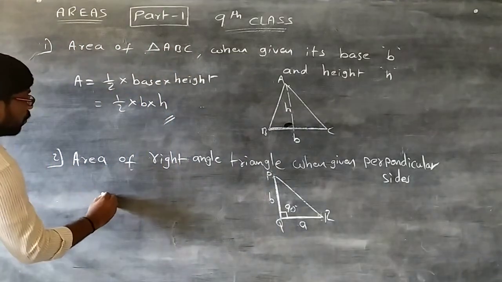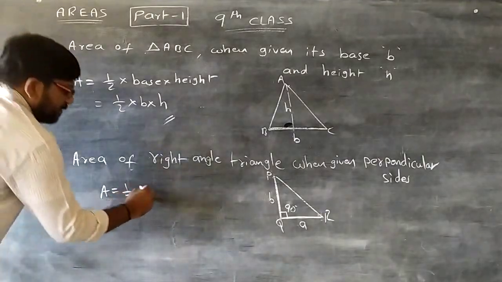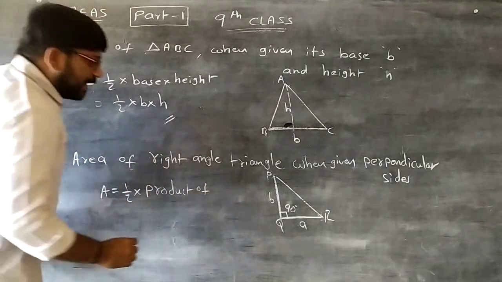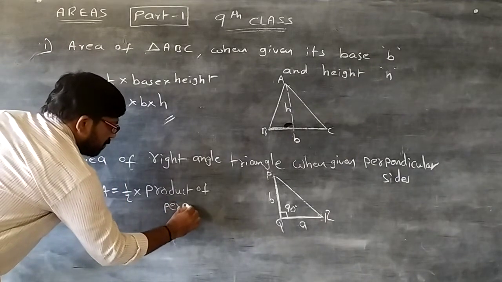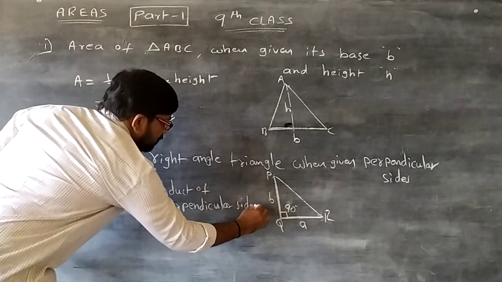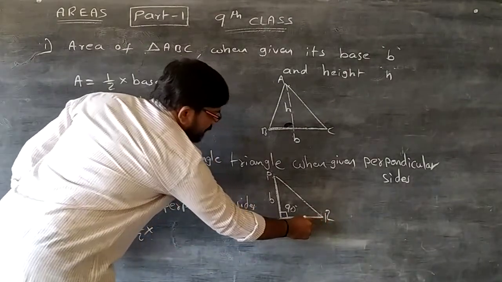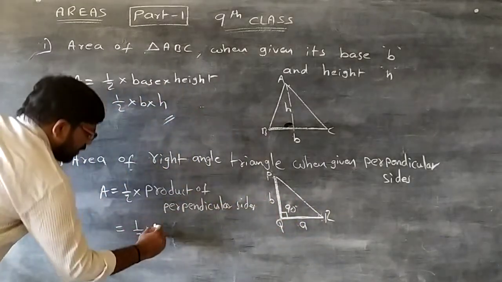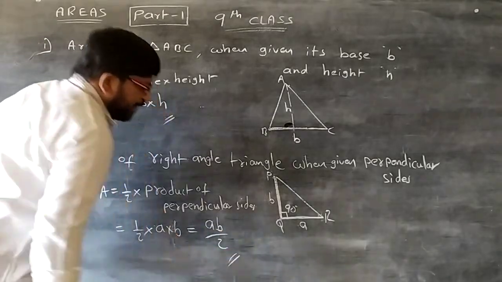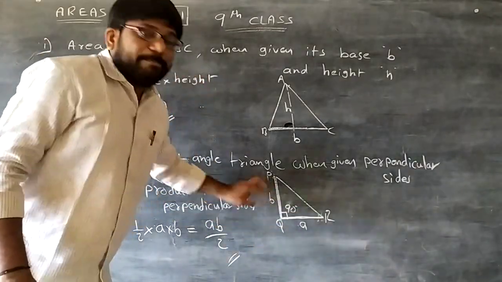So its area A is equal to half into the product of perpendicular sides. That is half into A into B, which can be written as AB by 2. So this is the area of a right angle triangle when given perpendicular sides.